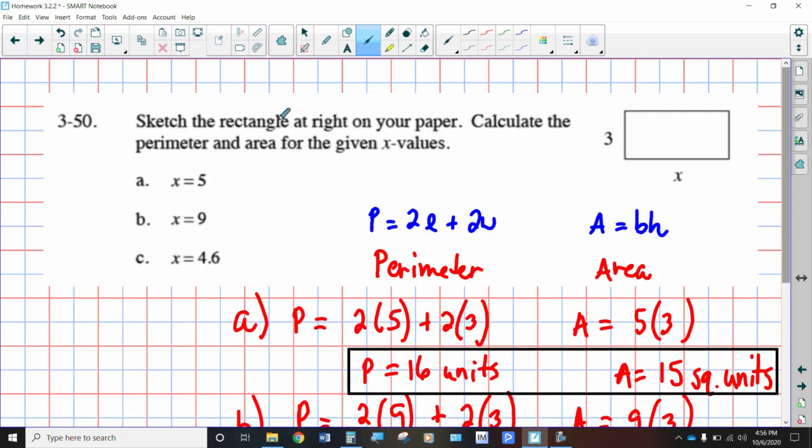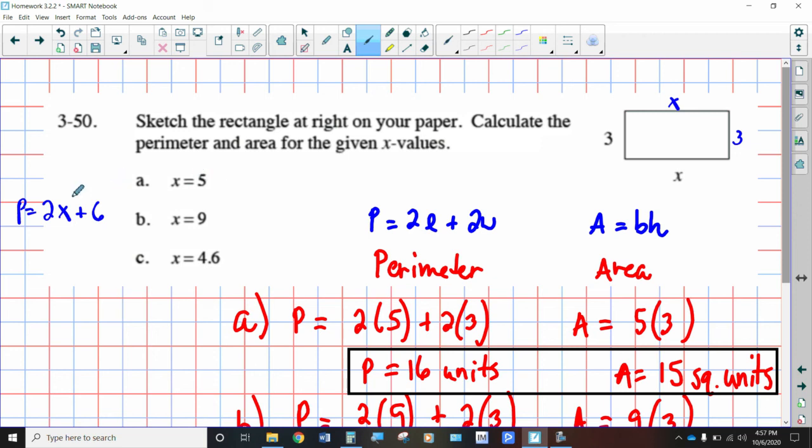And now, sketch the rectangle at the right. Calculate the perimeter and area for the given values. All right, so the expression for perimeter is you add up all the sides, right? And so the perimeter here would have to be 3 plus 3 plus x plus x. So the expression for perimeter in all of these is going to be 2x plus 6.